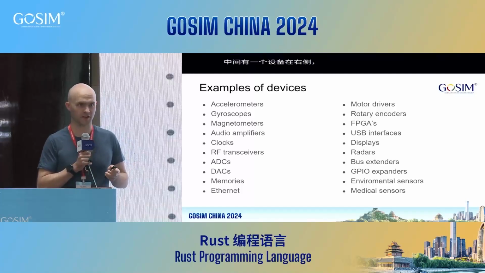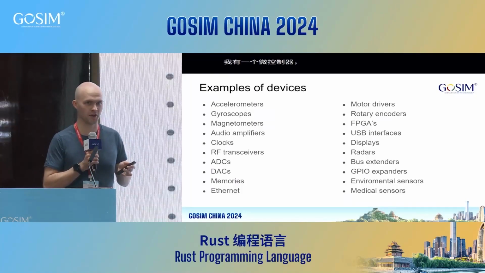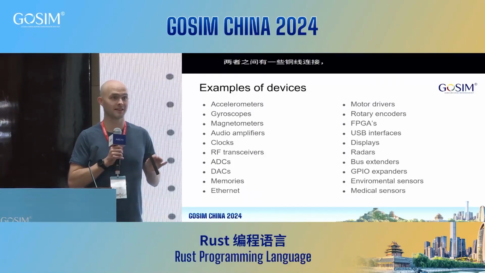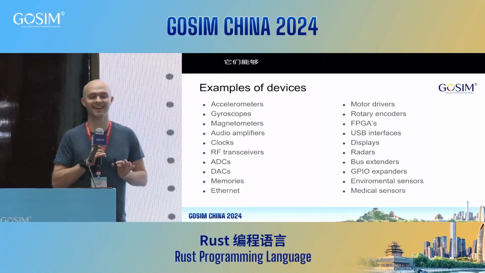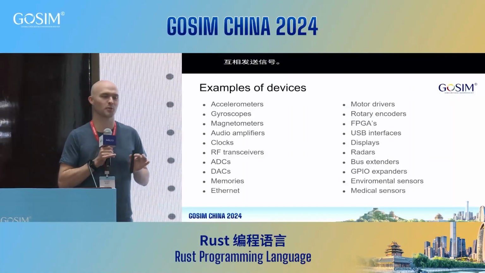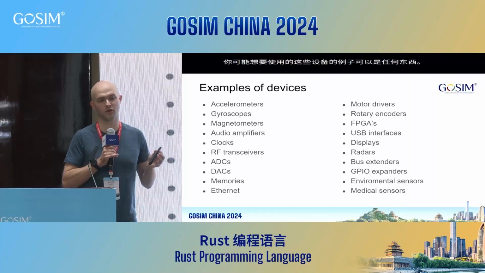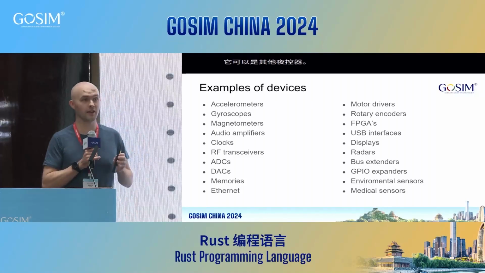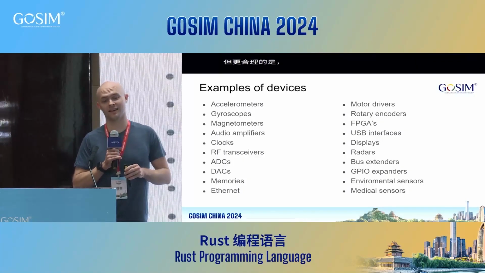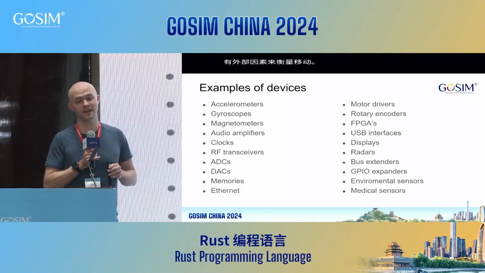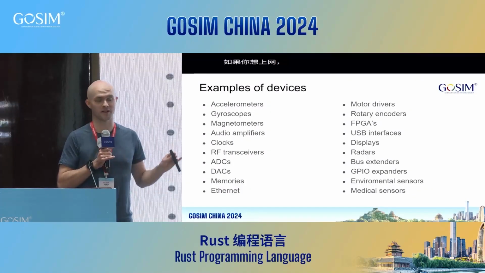Examples of these devices that you might want to use can be anything, even other microcontrollers, but more reasonably, accelerometers to measure movement or acceleration, clocks, Ethernet if you want internet, radio transceivers, radars, and a whole bunch of other things.